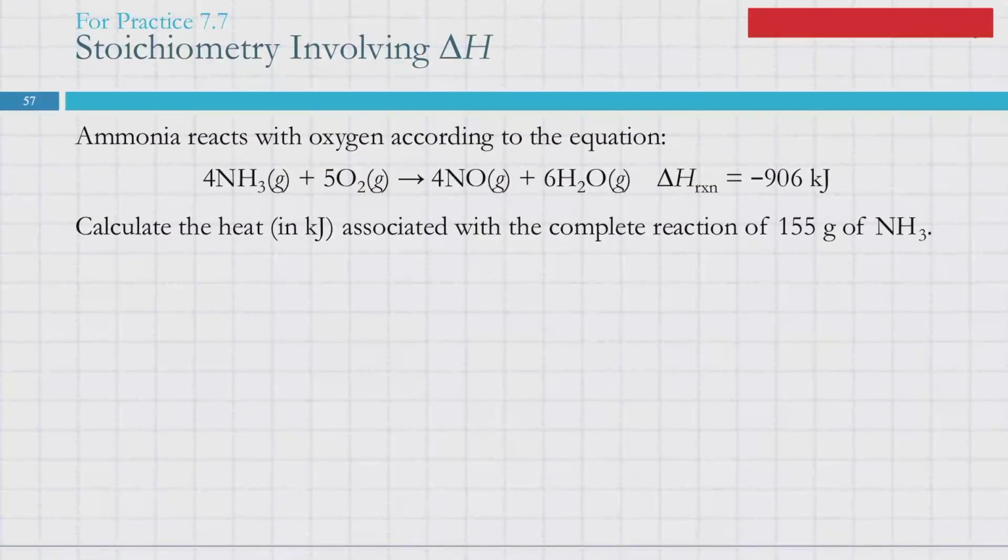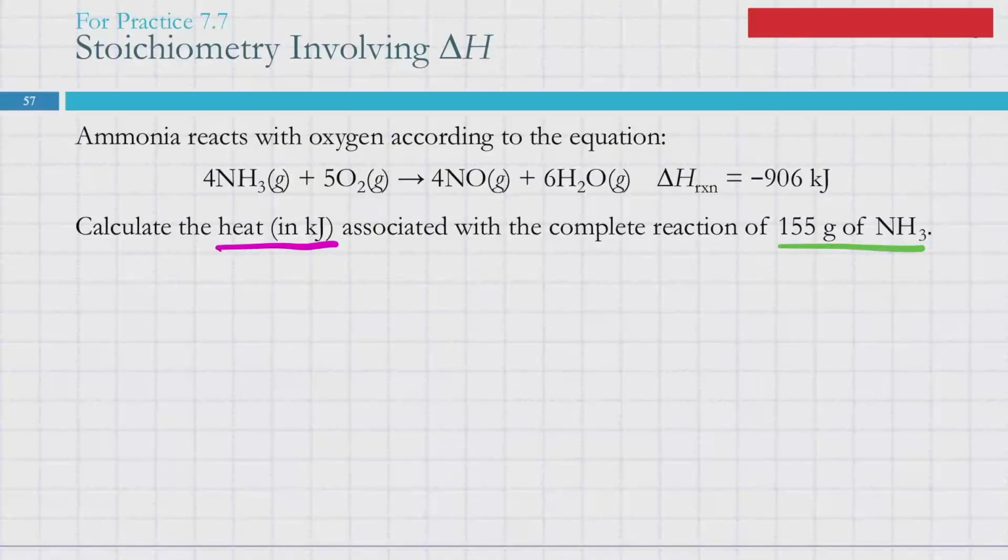Another example, ammonia reacts with oxygen according to the following equation. Calculate the heat in kilojoules associated with the complete reaction of 155 grams of NH3. So we've got grams of NH3, ammonia to start. We want to calculate the heat. It's just saying associated with, so again, whatever the number is, we're going to put it.